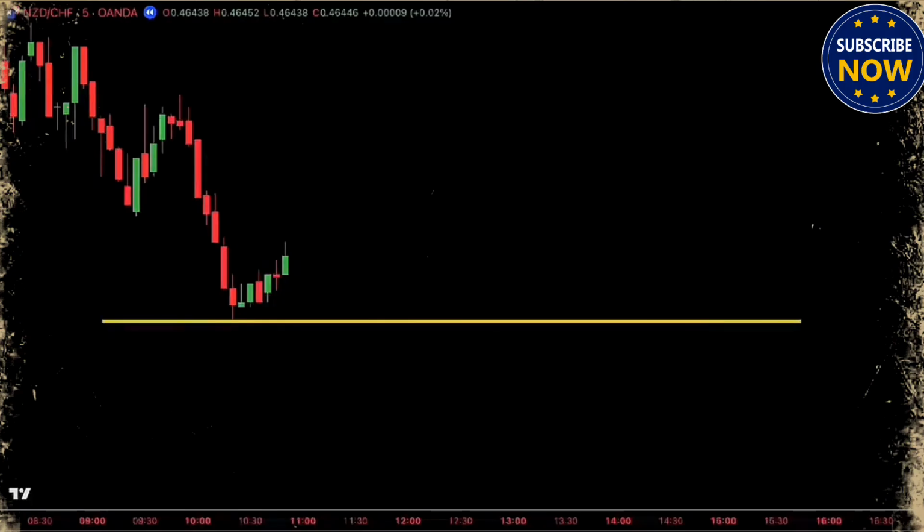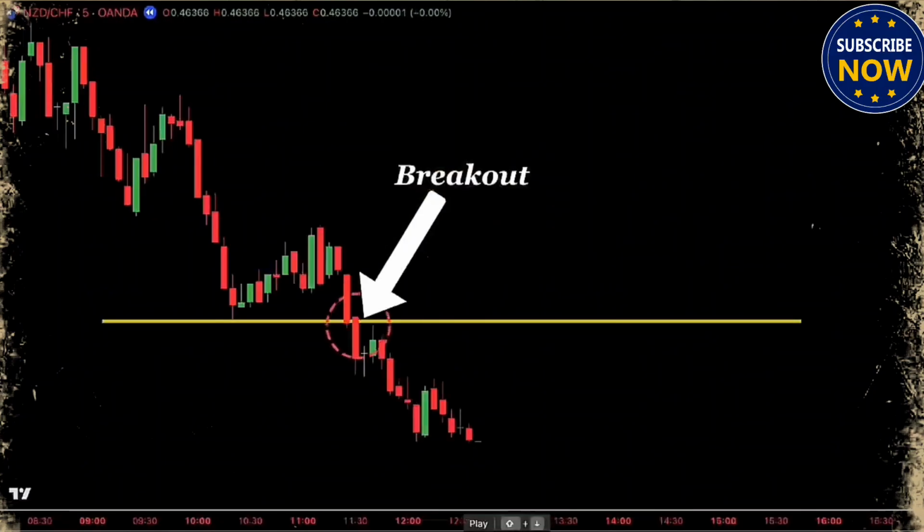Now pay attention to what happens next. The market makes another strong move downward and breaks below this support level. This is a key moment, because once support is broken, it does not remain support anymore. It turns into resistance.